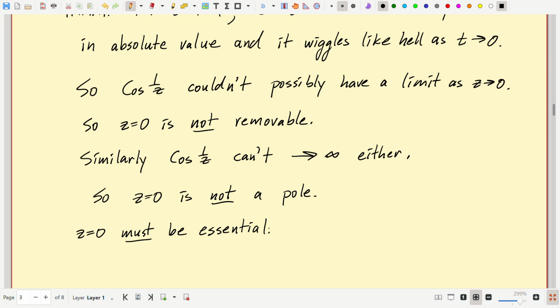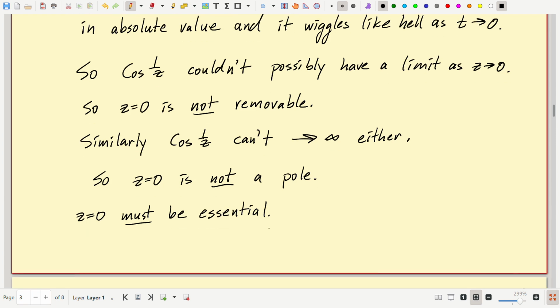Yeah, question? So this essential is the third type of singularity that you talked about? Yeah. That's when it goes totally ape. It's not a pole, it's not removable.